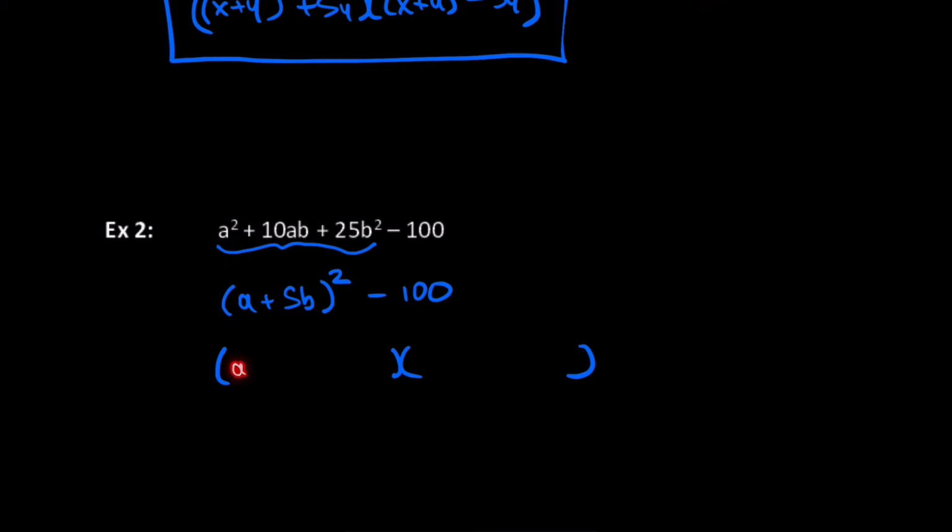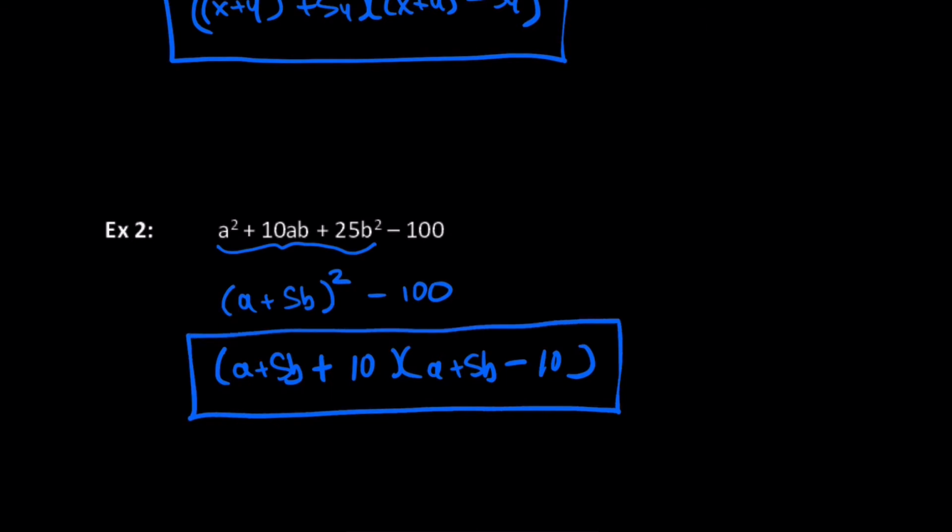Let me get my pen. A plus 5b, a plus 5b. One sign is plus, one is minus, and I take the square root of that. It's just going to be 10. And that is factored. And we'll practice more of these throughout the unit.